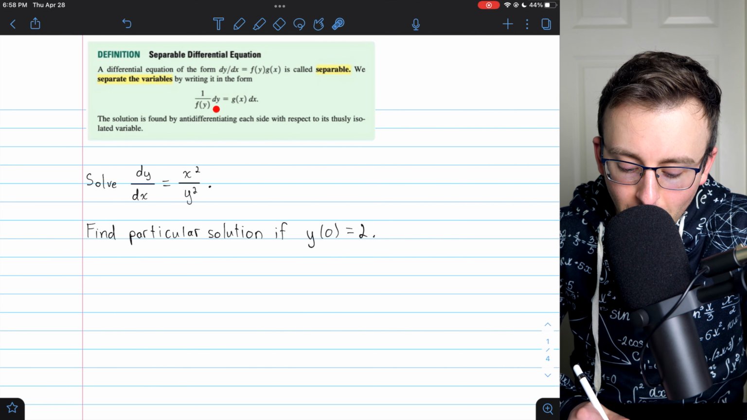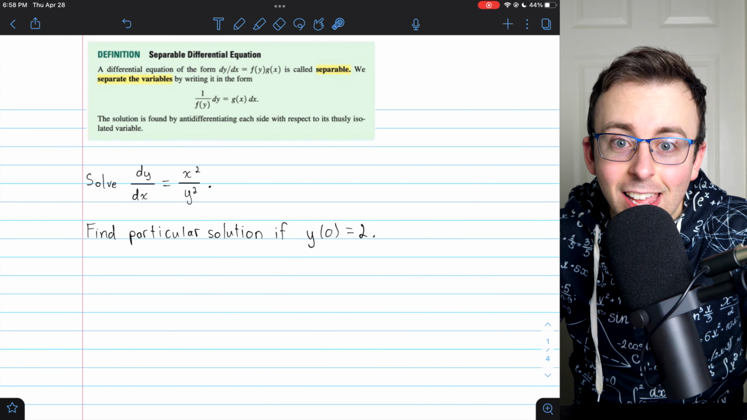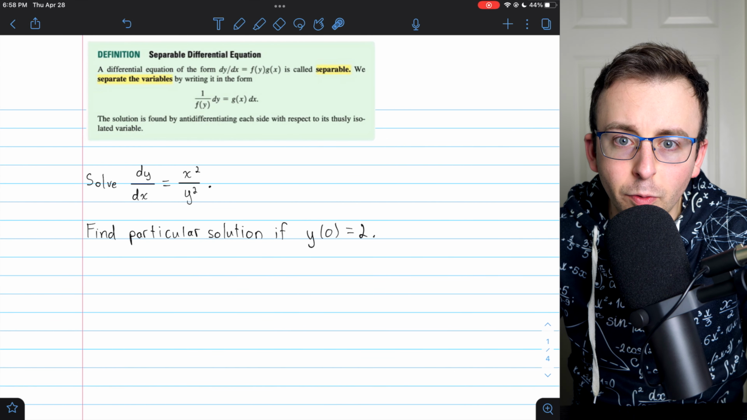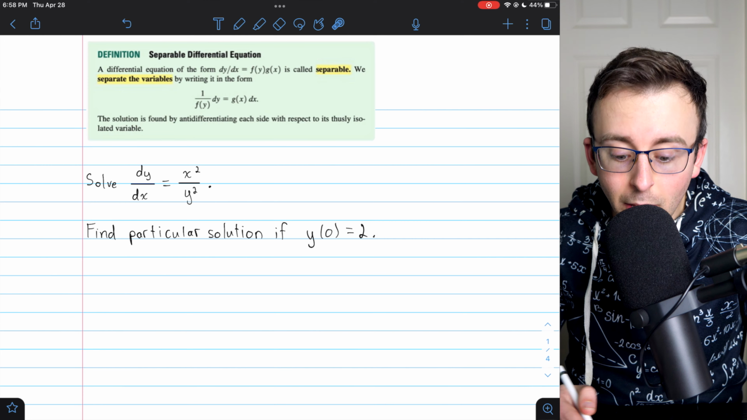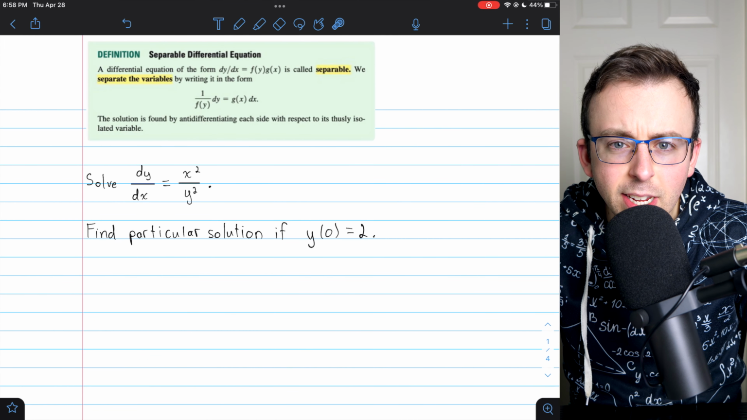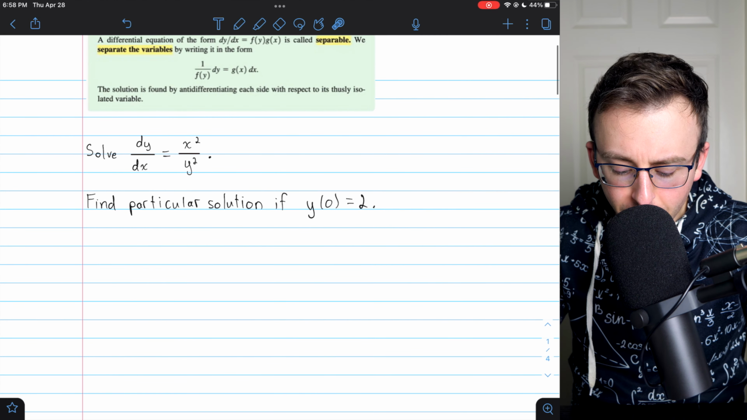So we separate the y's, we separate the x's, and then again it becomes an integration problem, and we can try to solve for y if it's possible. You may find this summary pretty helpful, but maybe not. We're going to go through 3 examples, and I'm sure you'll get it after that. So let's start with our first example.